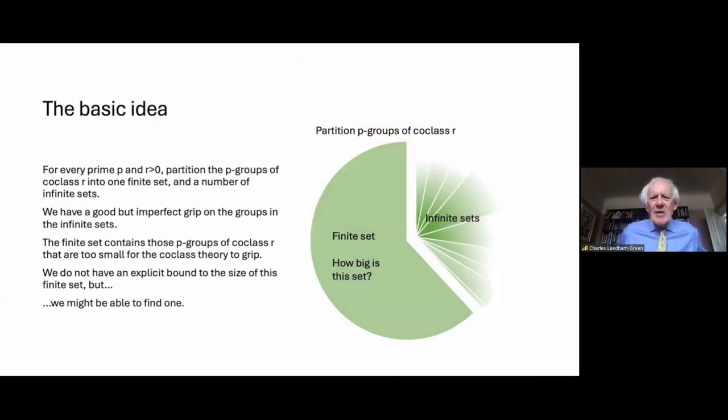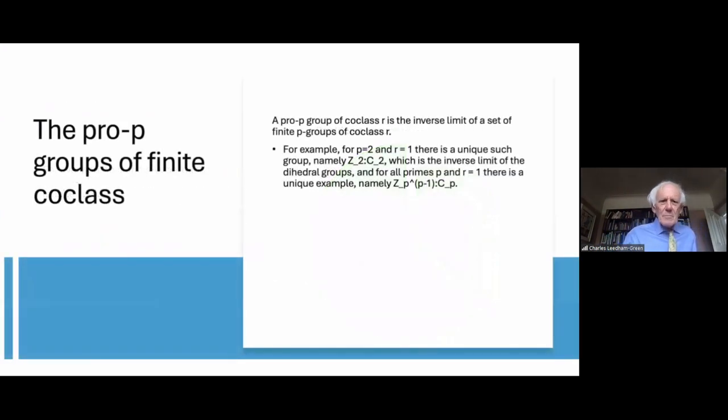Now, the basic idea then is that we take the p-groups of co-class r, and first of all we have to exclude a finite set. But apart from the finite set that we've excluded, there are also a finite number of infinite sets where we have a good grip. We don't actually have a precise bound to the size of the finite set, though we're not too far from having one. So the first thing to do is to construct the pro-p groups of finite co-class.